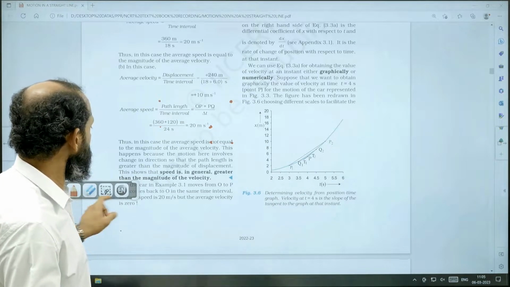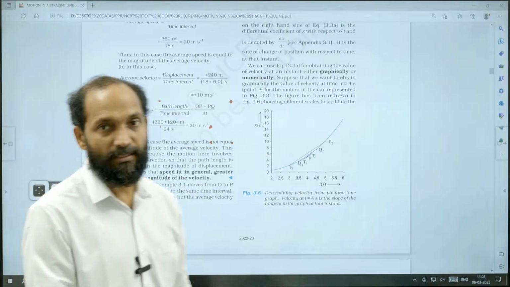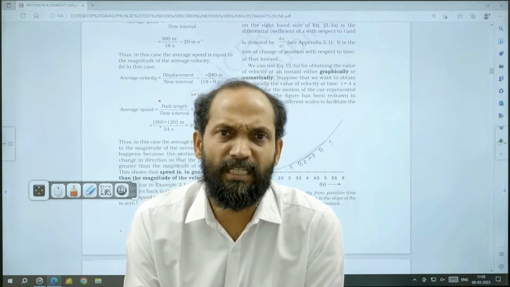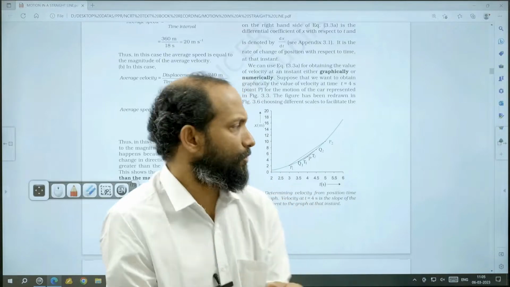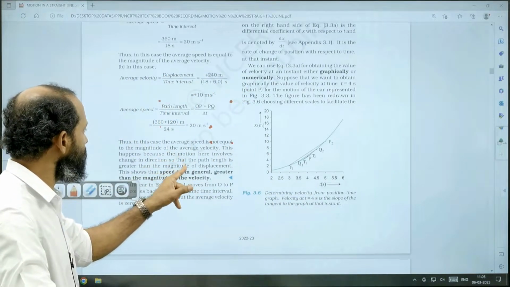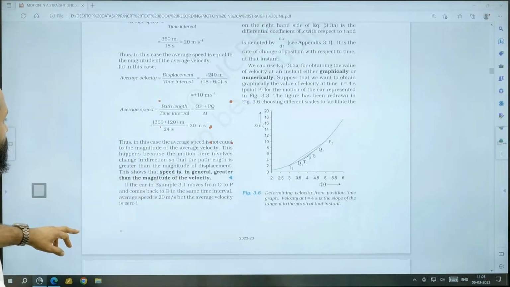It's more important: speed is in general greater than the magnitude of velocity. Speed is not necessarily the magnitude of velocity. Always, speed is in general greater than the magnitude of the velocity. That's important. Not necessarily modulus. Always.